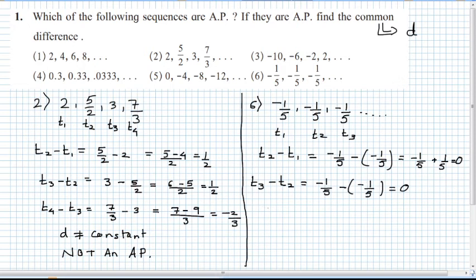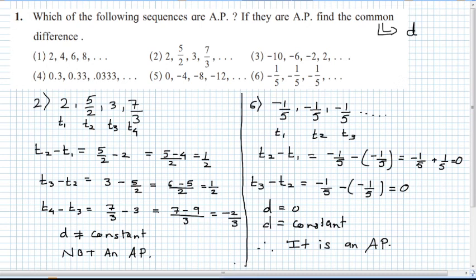So for this AP, d equals 0 and it is a constant. Our definition of AP says that if d is constant, it is an AP. So here it is an AP. It is 0, but it is still a constant. So this is an AP. I hope you got this. Right, let me take one more if you want.